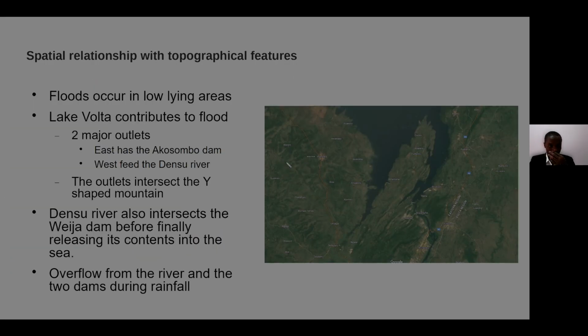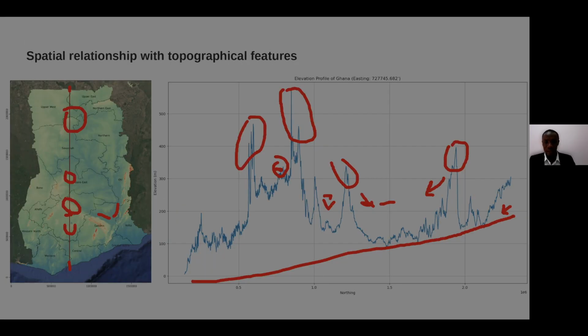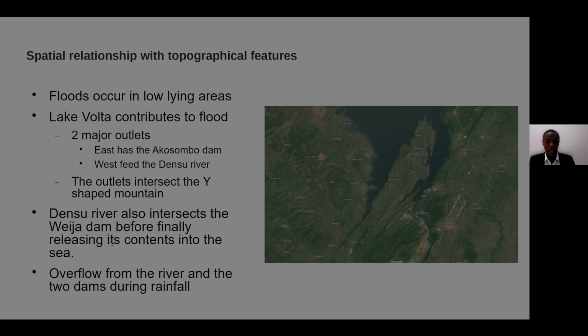Now to Accra, where we have so much flood on the western part of Accra. Now beneath the Lake Volta sits the Y-shaped mountain, and this is Lake Volta, and then the Y-shaped mountain is somewhere here. Now the Lake Volta has two major outlets, one on the eastern part and one on the western part.